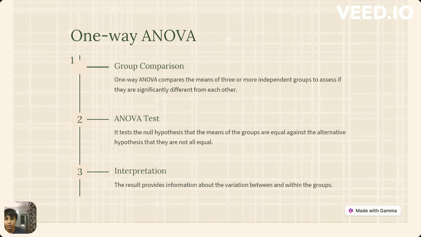One-way ANOVA. Group comparison. One-way ANOVA compares the means of three or more independent groups to assess if they are significantly different from each other. Next is the ANOVA test. It tests the null hypothesis, that the means of the groups are equal, against the alternative hypothesis that they are not all equal. Third is interpretation. The result provides information about the variation between and within groups.